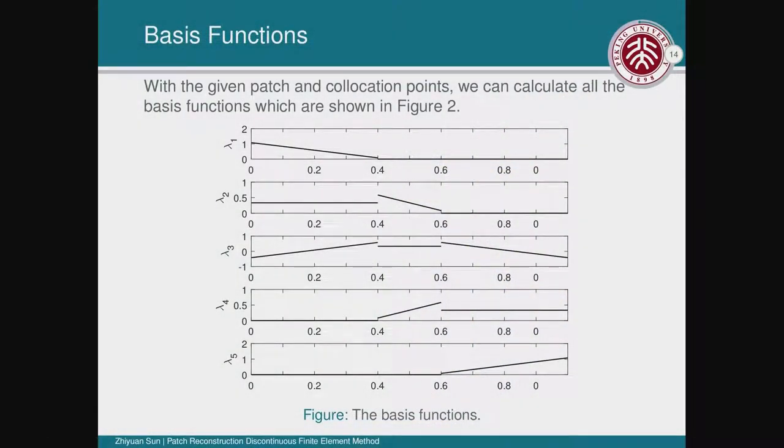These basis functions can explain how our interpolation is done on every element. For the element K1, the interpolation function is determined by the number 1, number 2, number 3 basis functions. And for K2, it is also determined by these three basis functions. But for element K3, it is determined by the number 2, number 3, number 4 basis functions.